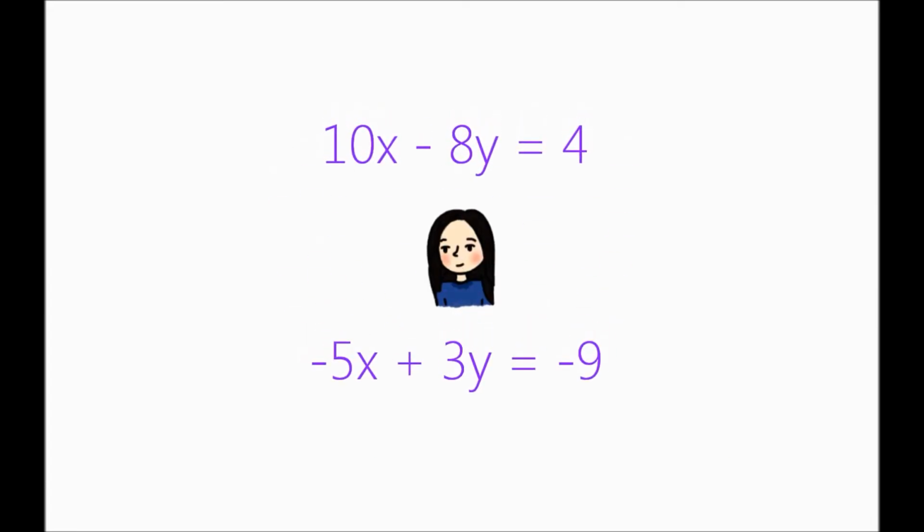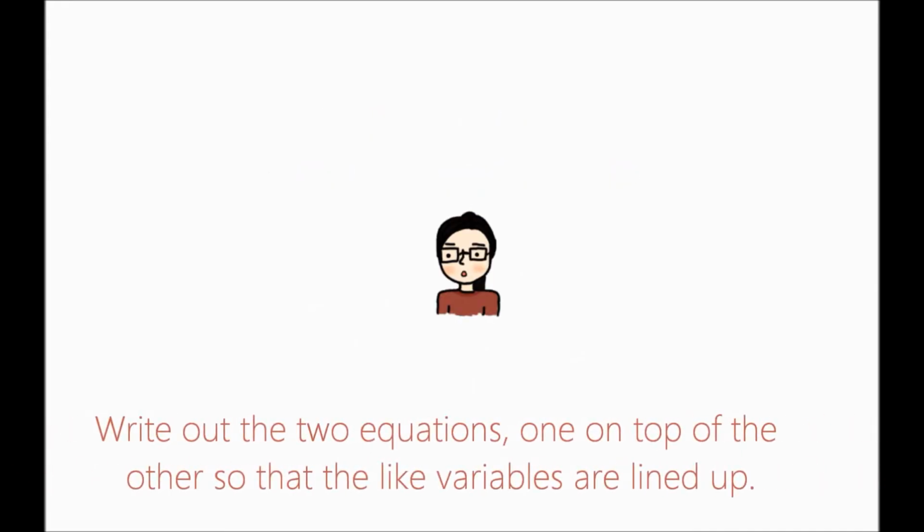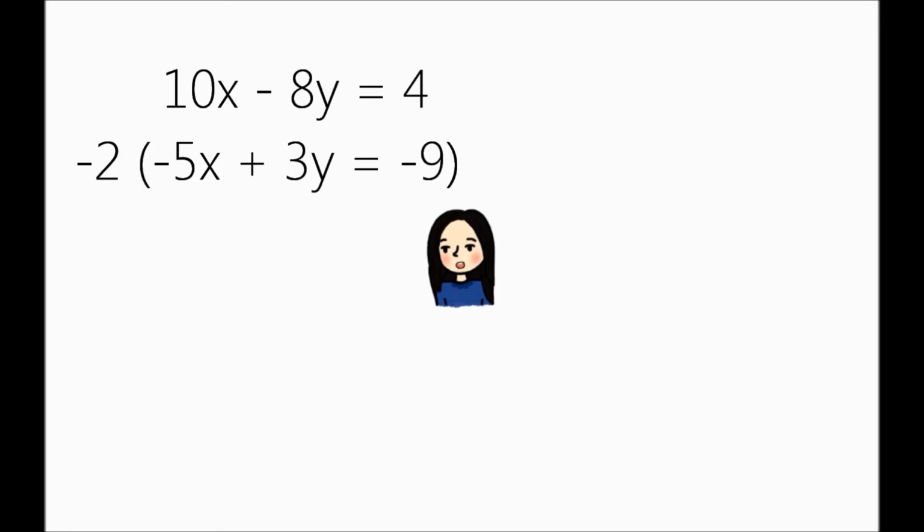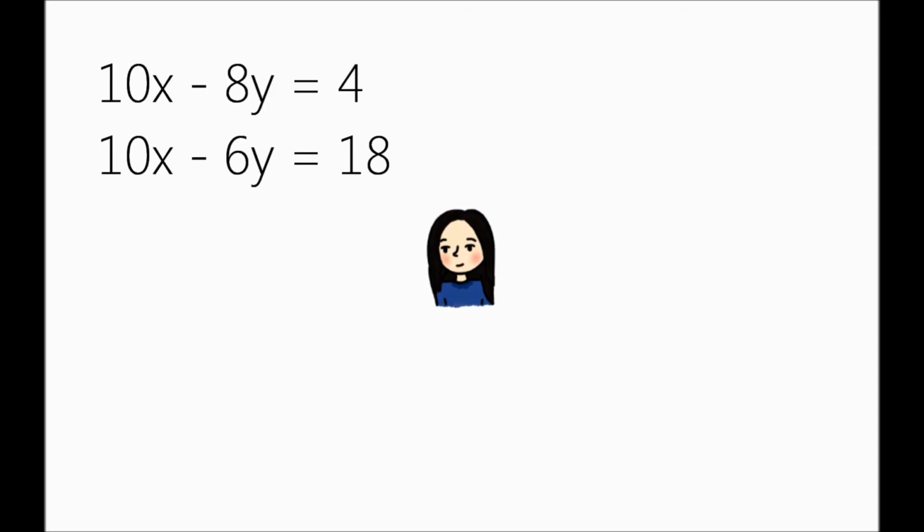Let's solve the equations 10x minus 8y equals 4 and negative 5x plus 3y equals negative 9 using elimination. Step 1. Write out the two equations, one on top of the other, so that the like variables are lined up. Step 2. Then multiply both or one equation by a constant so that the same variable in both equations has the same coefficient. In this case, the variable x in both equations has coefficients that can be easily matched because 5 is a factor of 10. Step 4. Multiply the equation negative 5x plus 3y equals negative 9 by negative 2 to get 10x minus 6y equals 18. Notice that both equations now have the same term, 10x.